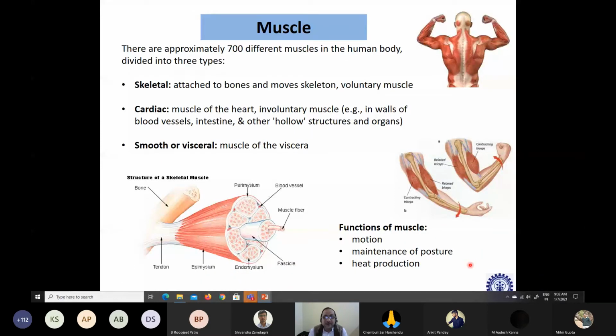Muscles. So there are approximately 700 different muscles in the human body.